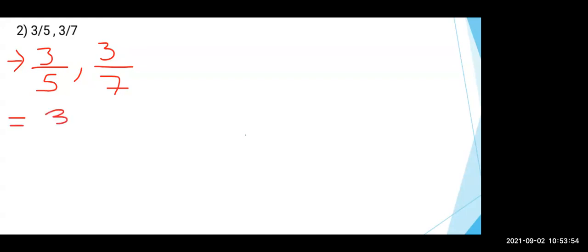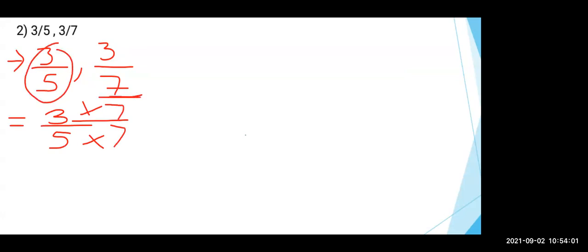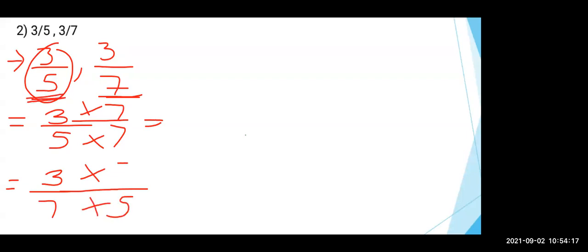See, 3 upon 5 should be multiplied by 7. The second number, 3 upon 7, should be multiplied by 5. The first number by the denominator of the second number, the second number by the denominator of the first number. Now we will see: 3 7s are 21 and 5 7s are 35.